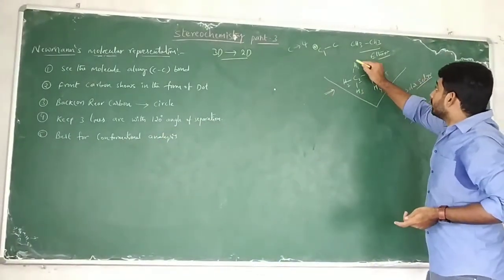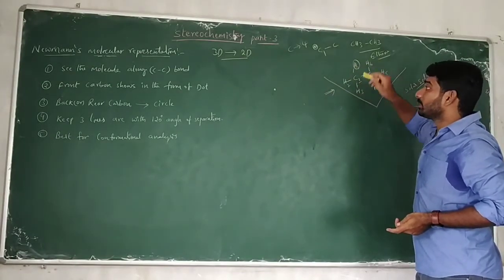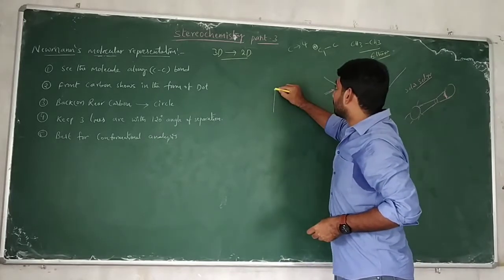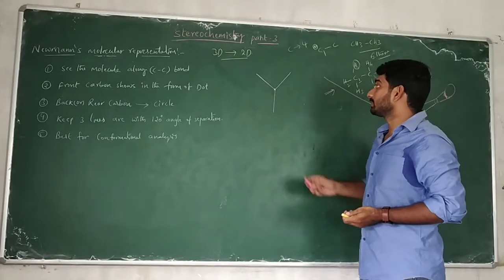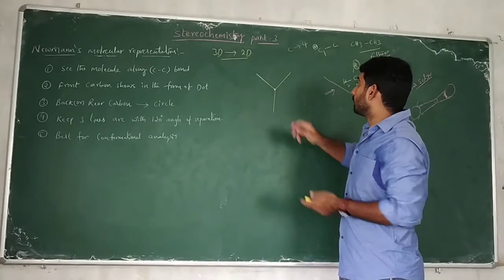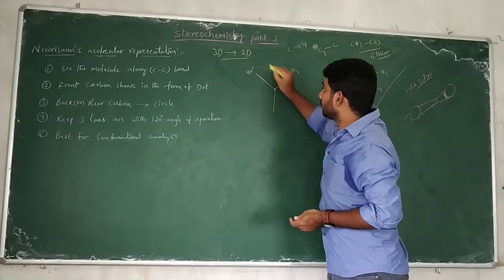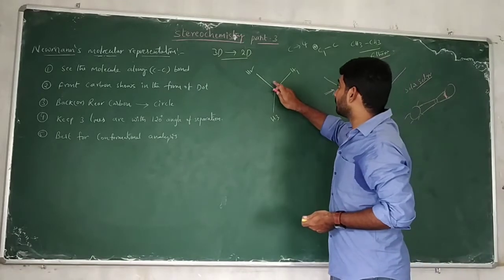So these three bonds are there now: first bond, second bond, third bond. These three bonds are represented with what angle of separation? 120 degrees. These are the three bonds, the first bond, second bond, third bond. What are these hydrogens? H1, H2, and H3. What is the bond angle of separation between these two?